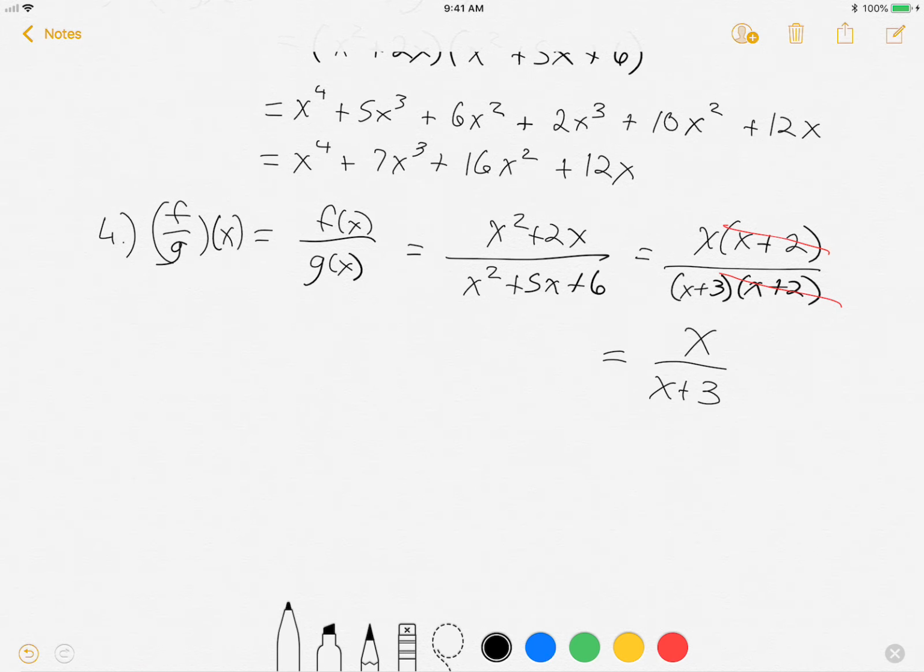Okay, that's the 4 basic operations, and they transfer to functions just fine. So that'll end this lesson.